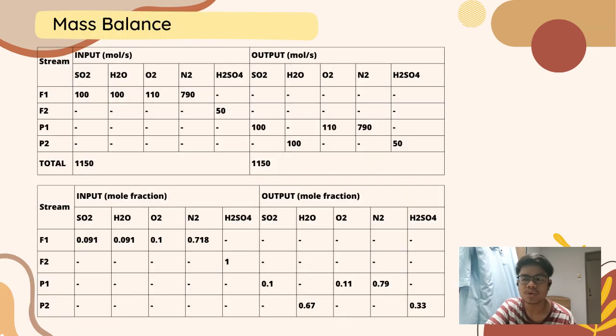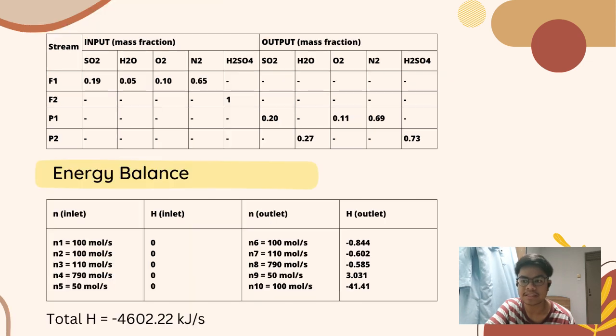So the first table shows the molar flow rate of input and output. While assuming the efficiency is 100%, we can see that water does not exist in stream F2. As for the second table, it is the mole fraction of the process. It is basically the ratio of moles of a substance to the total moles of all substances. The third table is the mass balance table.